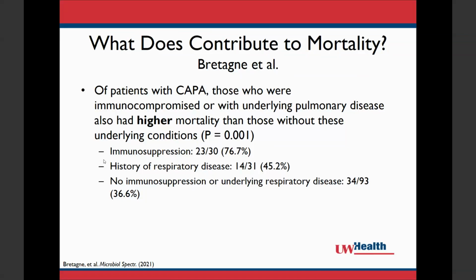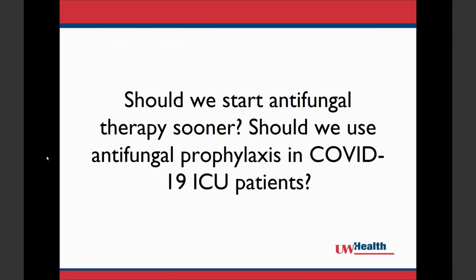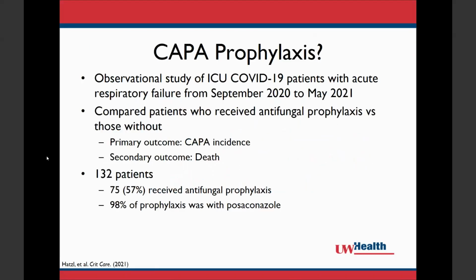So given the high mortality associated with COVID-associated pulmonary aspergillosis, especially among certain populations, should we start antifungal therapy sooner? Or should we even use prophylaxis in these ICU patients? And so one study conducted by Hatzel and his team looked at this.